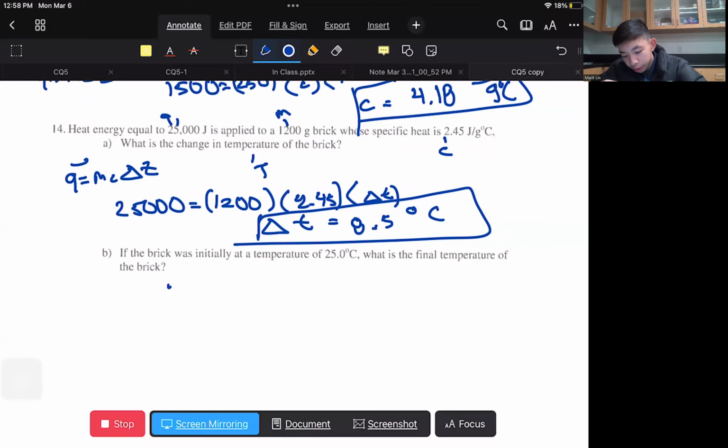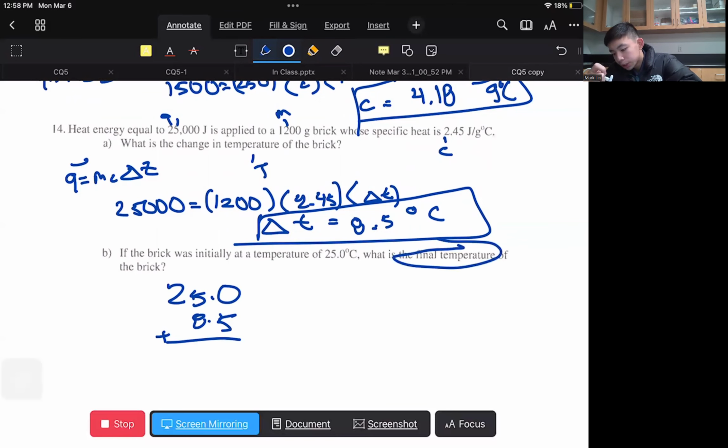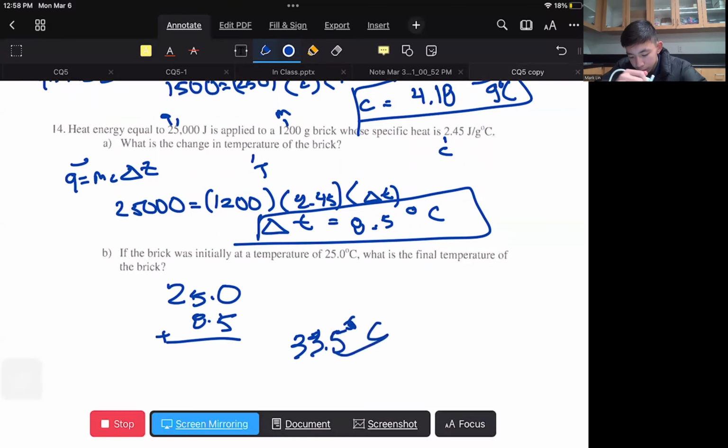And so from 25 degrees, all we have to do is just add 8.5. What's the final temperature? We just need to add 8.5. This will be 33.5 degrees Celsius.